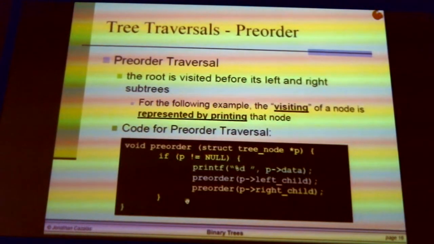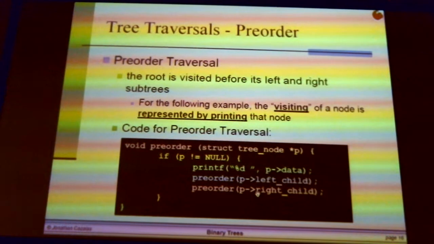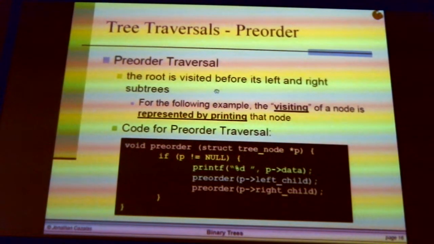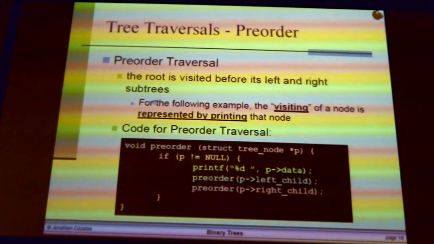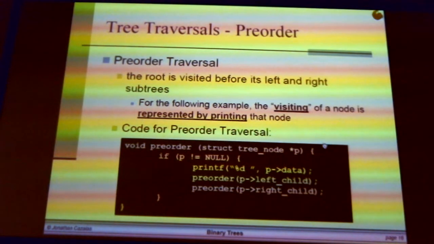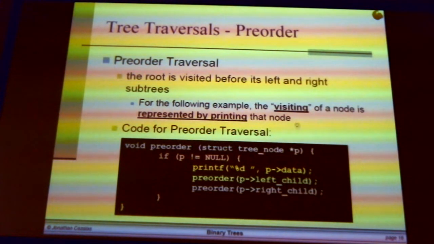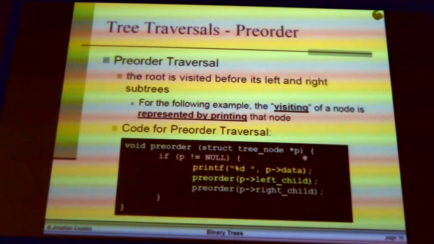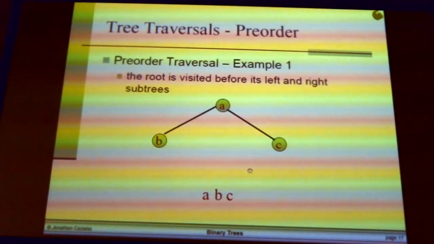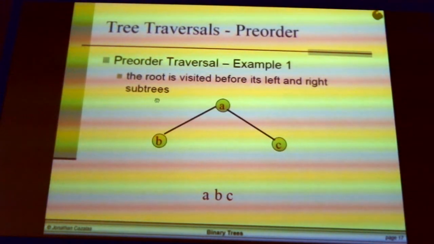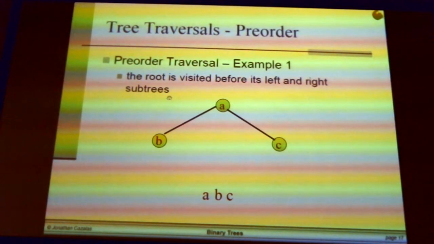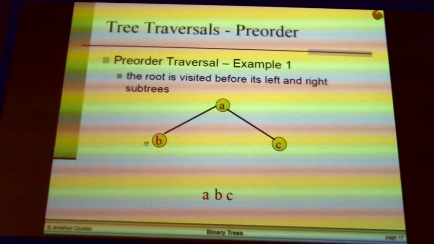Alright, so there's a function for pre-order. What it does for us is the root is visited before its left and its right. For example, the visiting of a node is represented by printing that node. So here's code for a pre-order traversal. Here, the root is visited before its left and its right, so the order would be 8.